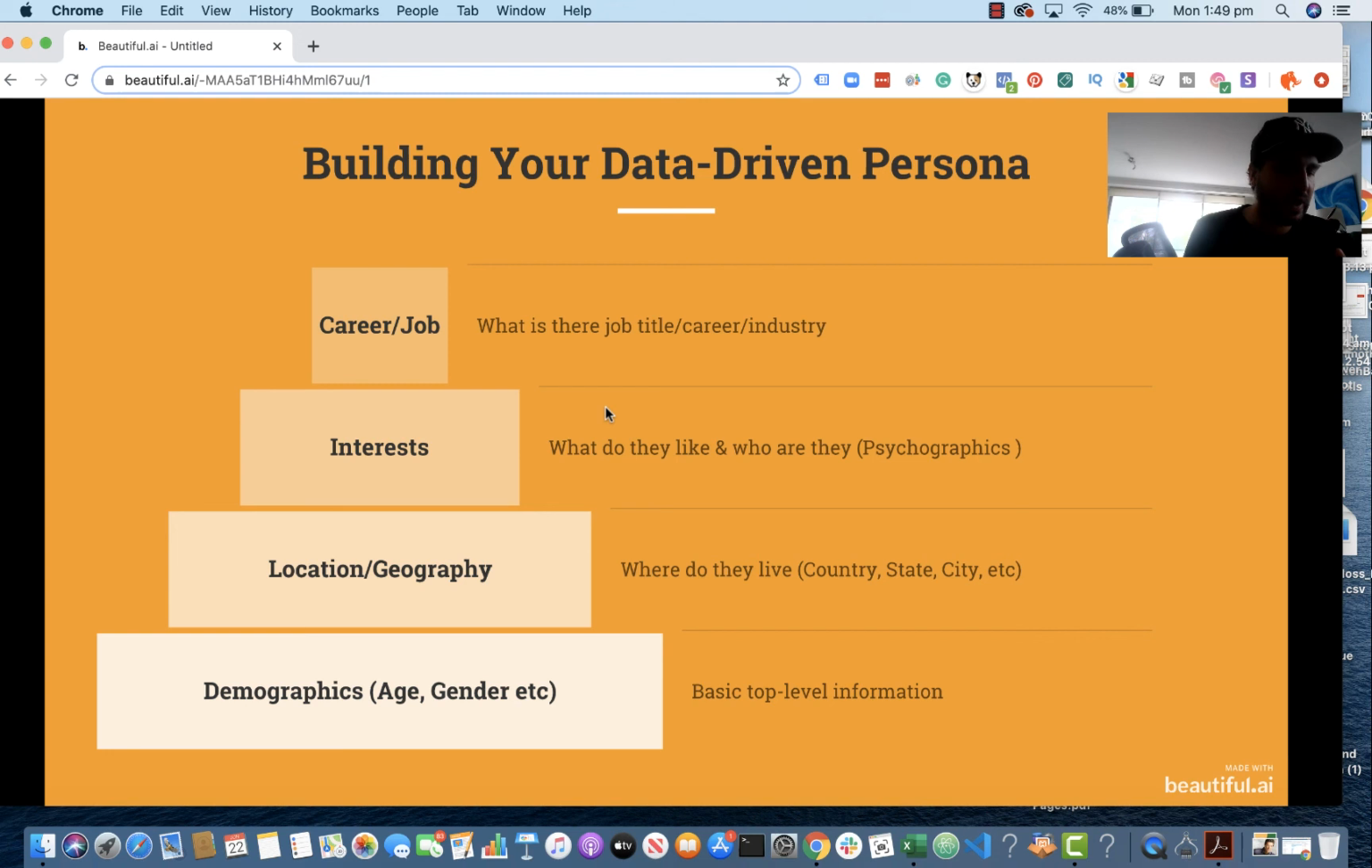And like I said, when you go to actually create your personas in Facebook ads to target somebody, it's going to be much, much, much more effective. So this is why having data-driven personas is so important.